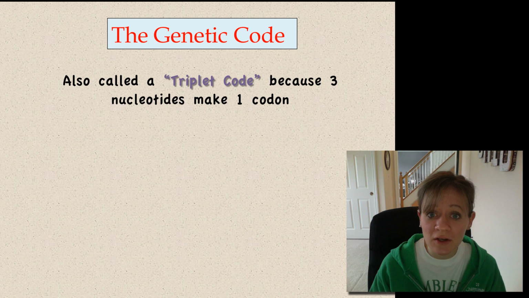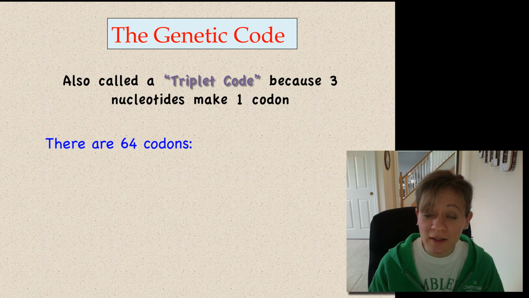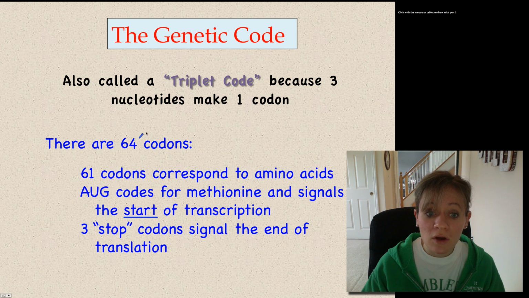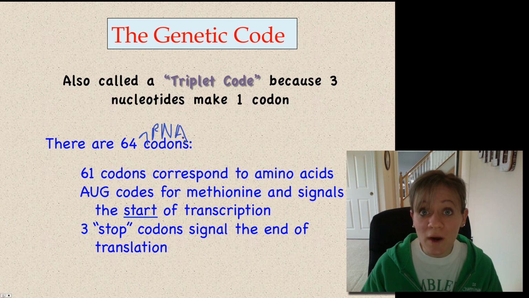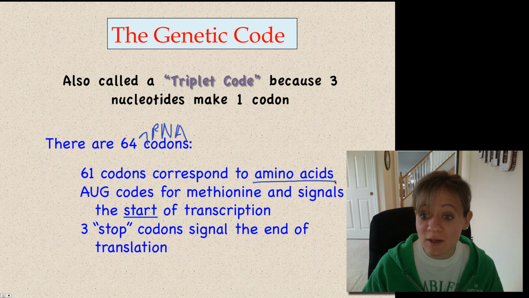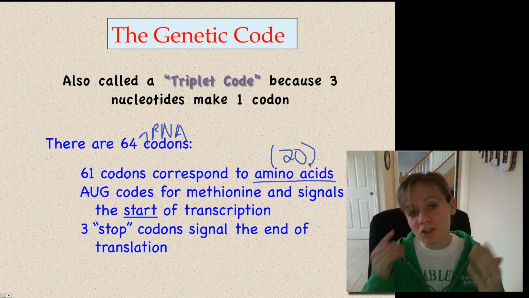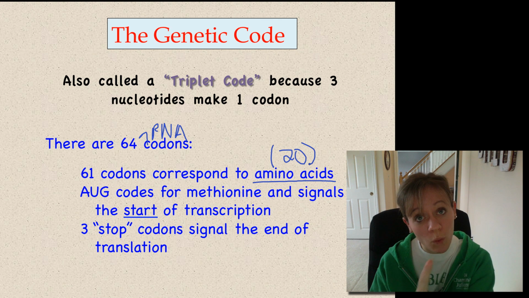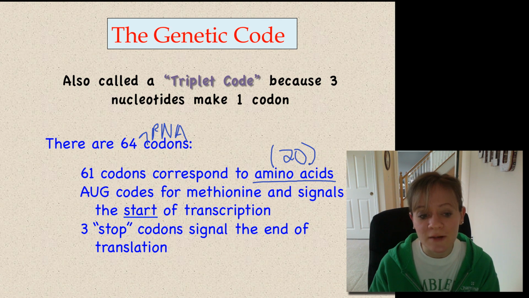So some more about the genetic code. It's also called the triplet code because 3 nucleotides make up 1 codon. There are 64 total RNA codons, and I do need you to know some of this information. So remember, codons are actually RNA, not DNA, but RNA. 61 of the codons correspond to distinct amino acids. Now remember, there are only 20 amino acids, which you should be thinking, okay, so then more than 1 codon can code for 1 amino acid, and you're exactly right.